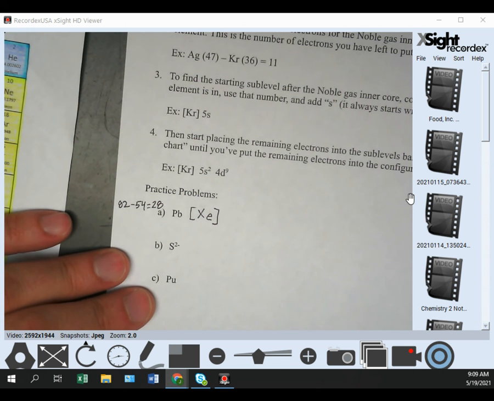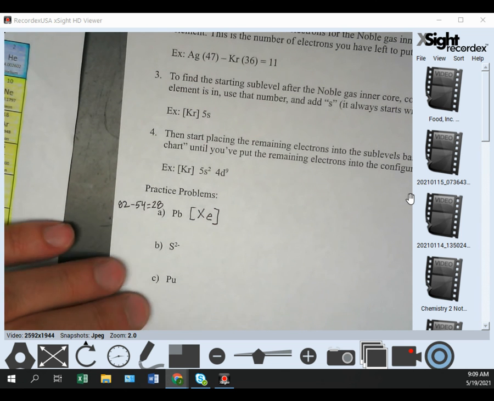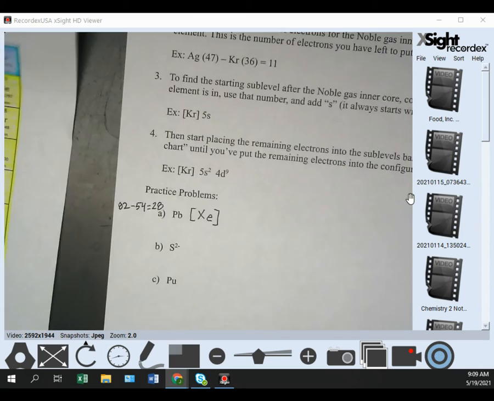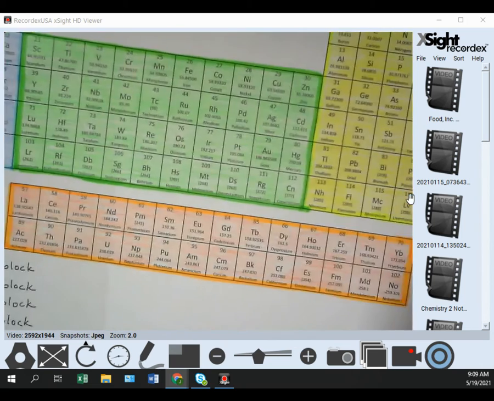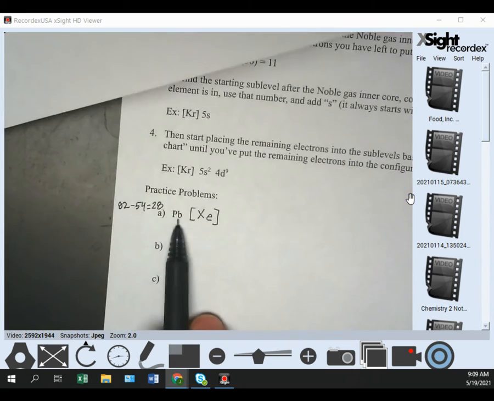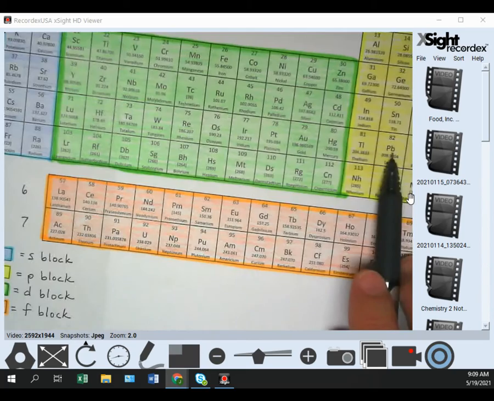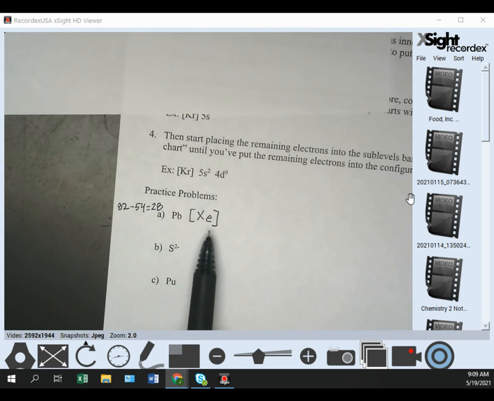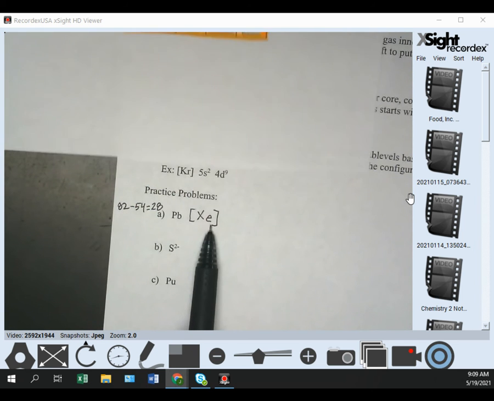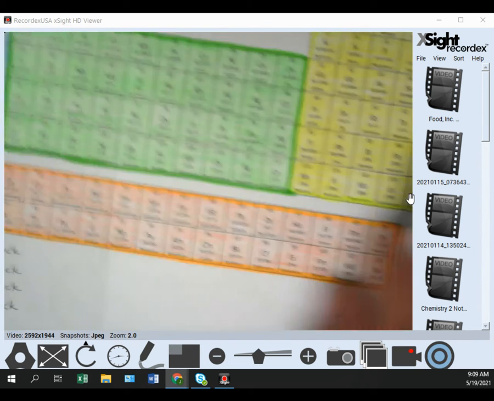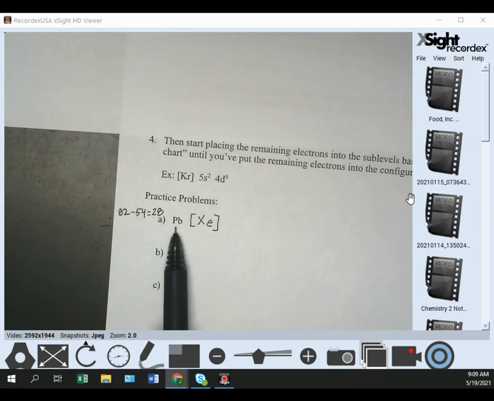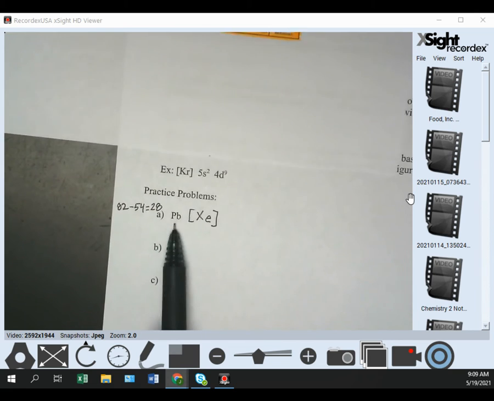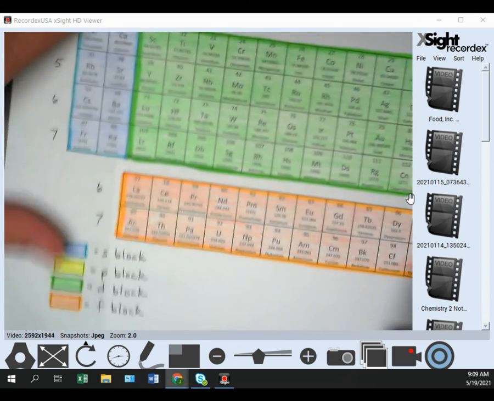Everybody okay so far? Questions? Okay. So we've got 28 left. Now we've got to figure out where we're starting. So we're doing Pb, right? Pb is one of the places that people mess up. They find the noble gas inner core, and then when they're trying to find where to start, they just go to the left. Remember, you're doing it for the beginning element. So you've got to go back to that one and look at what row that is in.